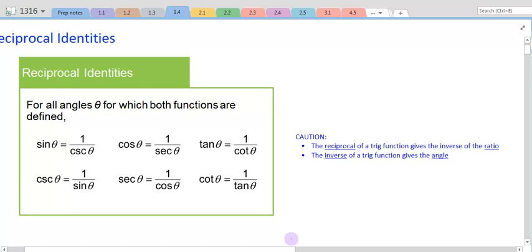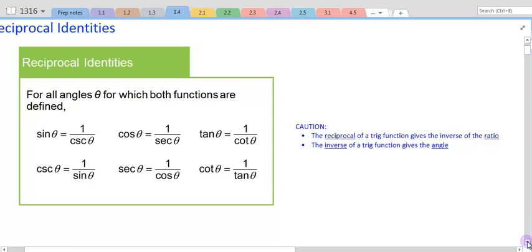Something to think about: the reciprocal of our trig function is going to give us the inverse of the ratio. And we'll discuss that a little bit further in this next example. So the reciprocal of the function gives us a number back, but the inverse of my function gives me the angle measurement back. So the reciprocal is going to give me a value, but the inverse is going to give me an angle measurement. Those things are commonly confused, and they'll become clearer as we move through the semester.